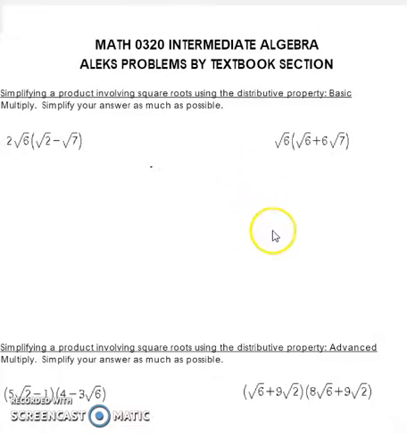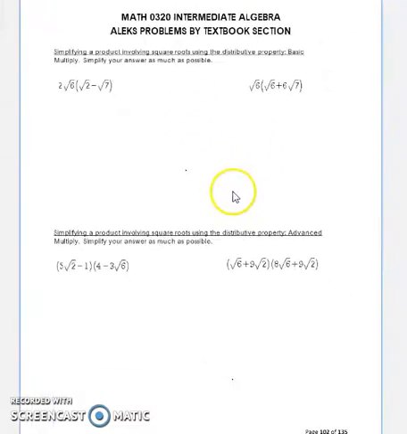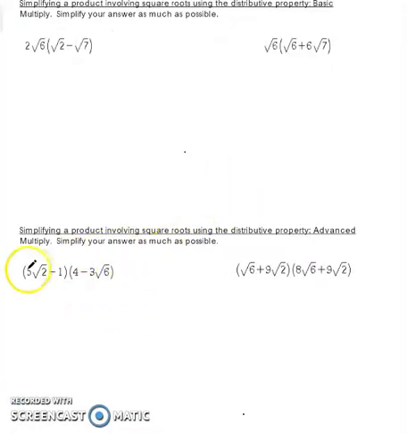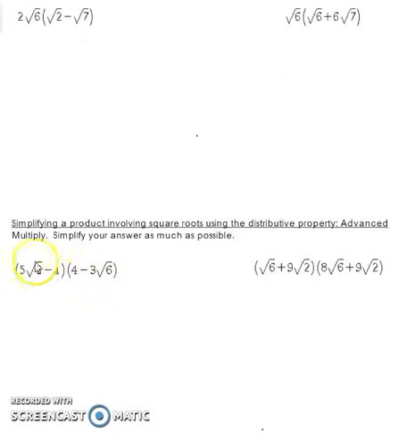Okay, let's move on. So what about when we have something like this? Well, this looks a lot like FOIL, right? We have something minus something times something minus something. We're just going to do our first, outer, inner, last. That's it. So let's go ahead and do that.